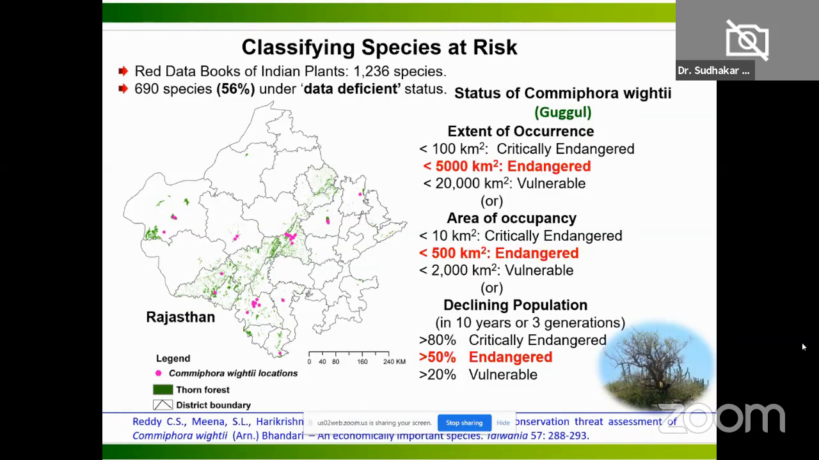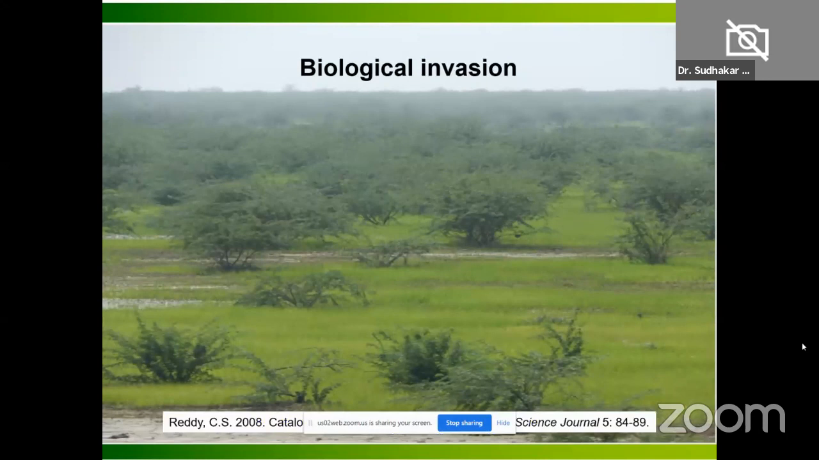Then one more important issue for the conservation of biodiversity is the biological invasion of alien species. You know that the CBD, Convention on Biological Diversity, recognized that the second threat to biodiversity is the invasion of alien species. The first threat is deforestation, and the second threat is the invasion of alien species.